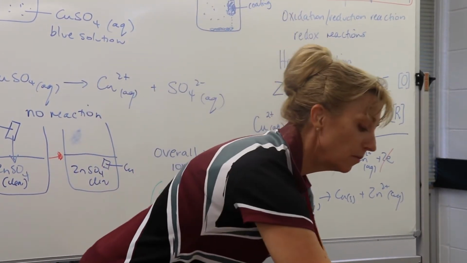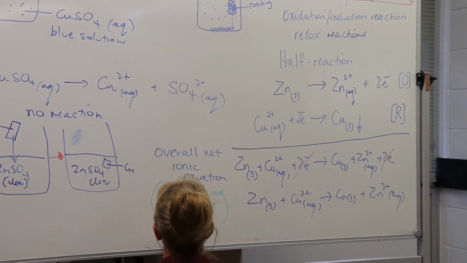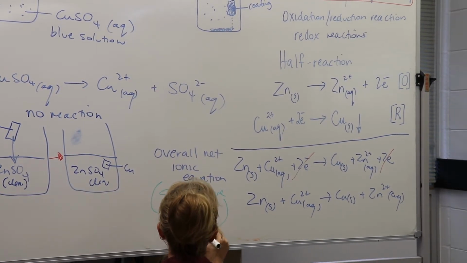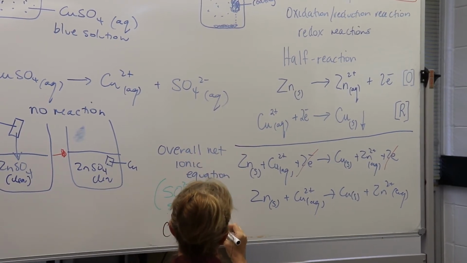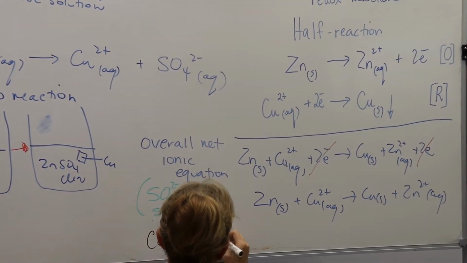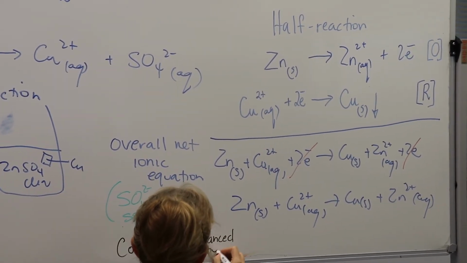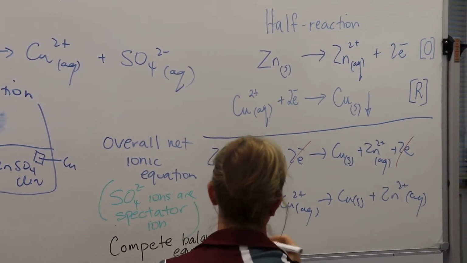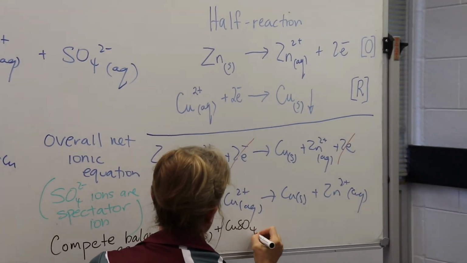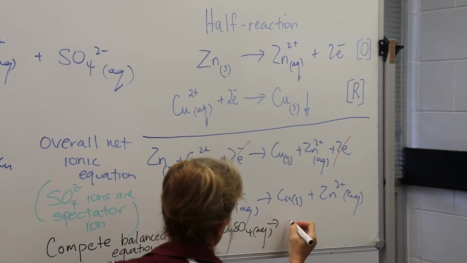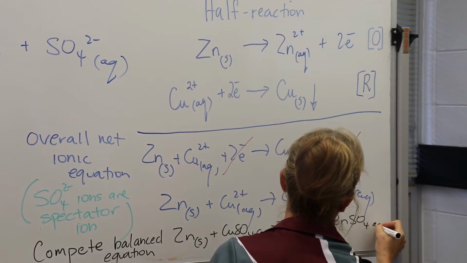If I wanted to, and will, so that you understand the difference, I could do the complete, or they use these words, this terminology, in the exam: net ionic equation, complete balanced equation. A complete one has the spectator ions back in. So it would be zinc solid plus copper sulfate aqueous going to copper solid plus zinc sulfate aqueous.